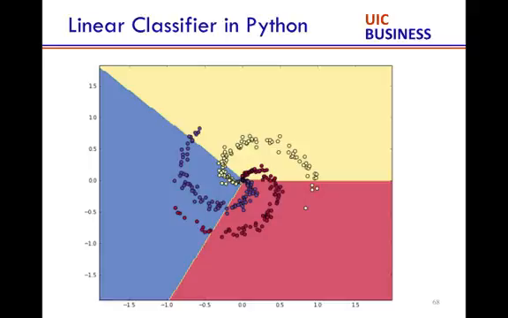Ideally, what you want is the red region should follow the red cluster of points right here, but it's not doing that. That's because the classifier is limited. It's just a linear model.